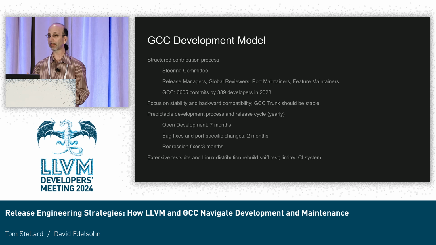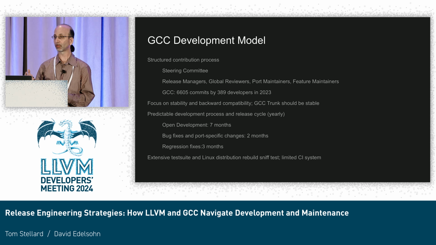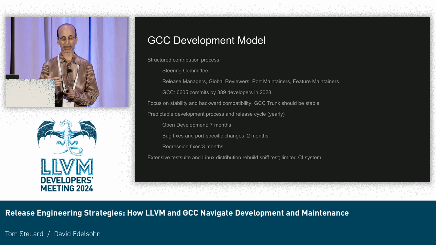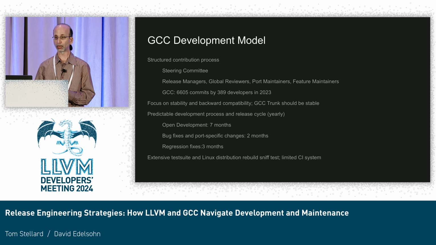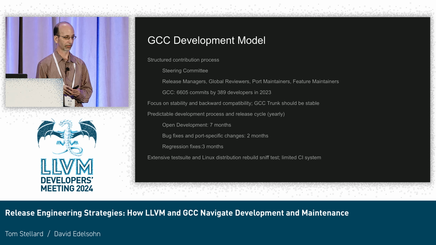And so one of the main characteristics of GCC is focusing on stability and on backward compatibility, and that GCC trunk development should always be stable. That doesn't always happen, but the goal is for people to be committing patches that are reviewed and approved upstream, and that it should be stable and not breaking various targets.